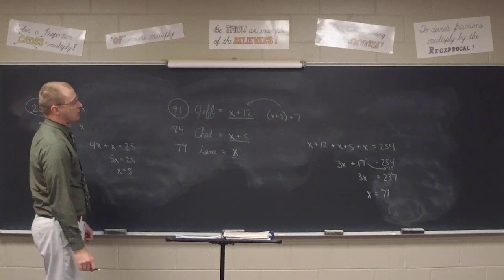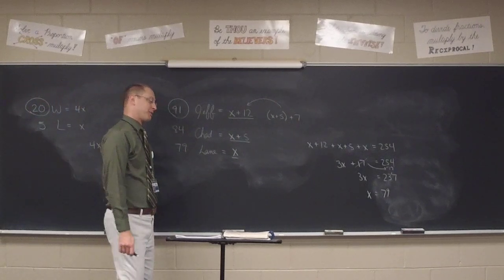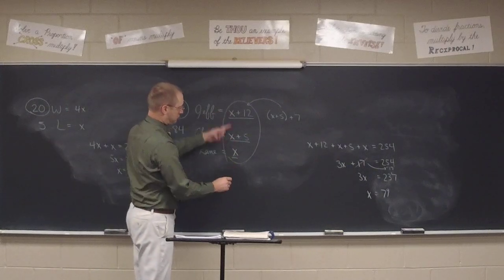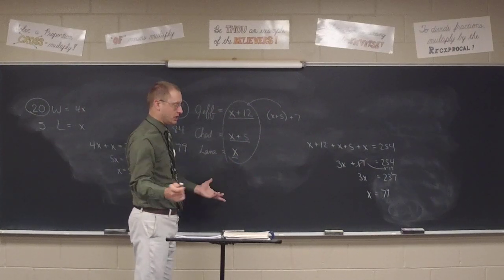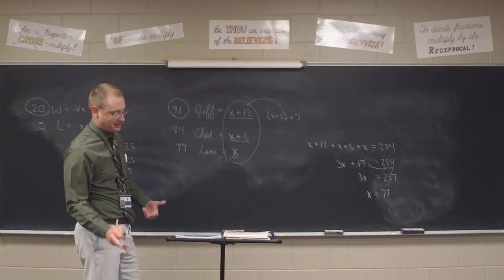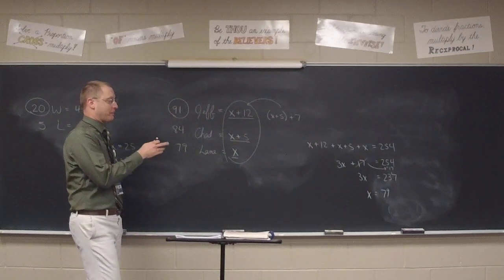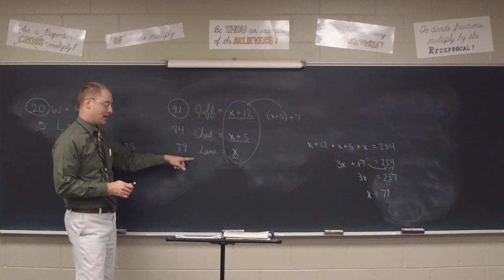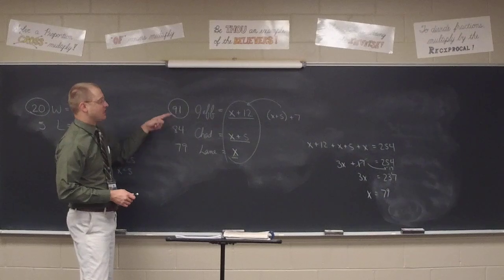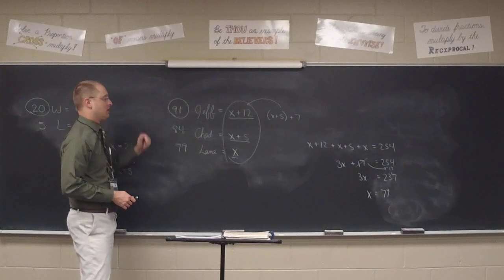Alright, check your work. Should have been X plus 12 plus X plus 5 plus X equals 254. Or you could combine from here and say 3X plus 17 equals 254. Move the 17 over as a negative, or subtract 17 from both sides. Get 237 divided by 3, get 79. That's Lane, that's X. 5 more than that is Chad. 7 more than that is 91. Or you could say 12 more than Lane is 91.